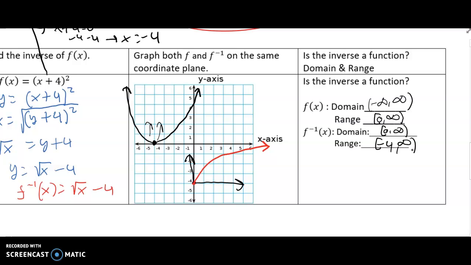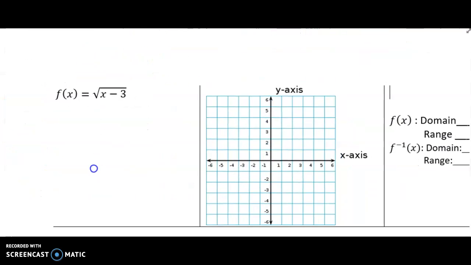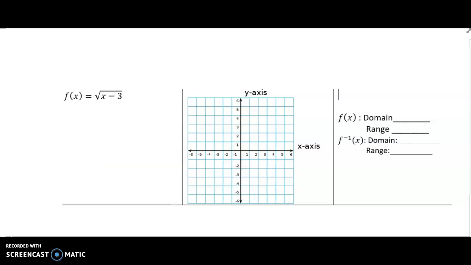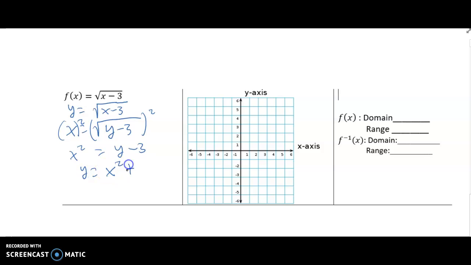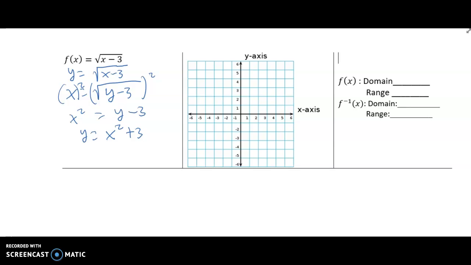Alright, we're going to try one last example like this. Okay. Same deal as the last one. First, let's find our inverse. Y equals root x minus 3. Flip x to y. To get rid of a square root, we square. So x squared equals y minus 3. Add the 3, and y is x squared plus 3. Let's do proper notation. Equals x squared plus 3.